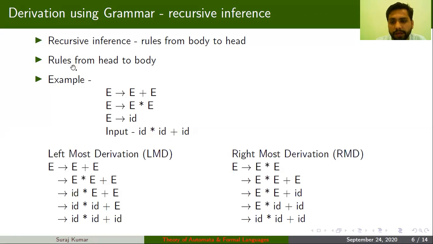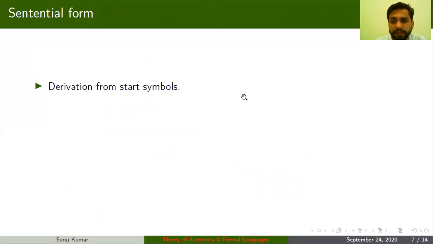So this is called the derivation using grammar. Basically I have two modes of derivation: leftmost derivation and rightmost derivation. And one more is recursive inference, in which we move from body to head. Fine.